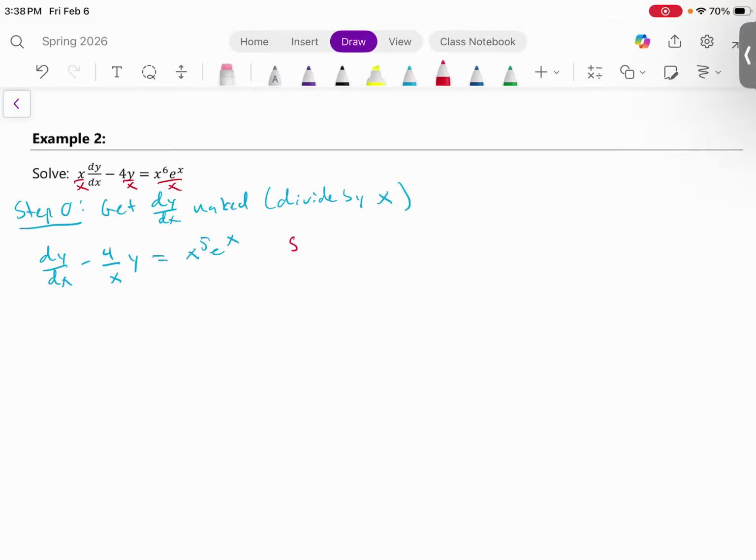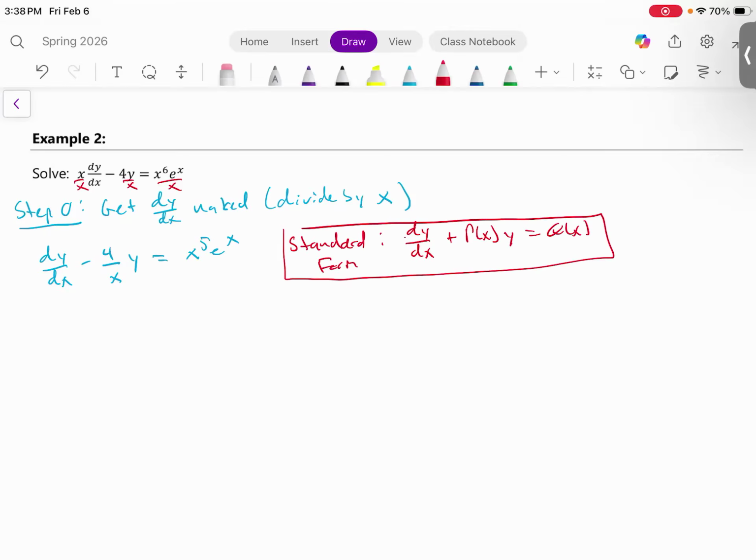So I'll write it again here, standard form. Remember, standard form is dy over dx plus some function of x, p, times y equals q of x. So that means negative 4 over x is my p of x. And x to the fifth, e to the x is my function q. Okay, so we're in standard form now.